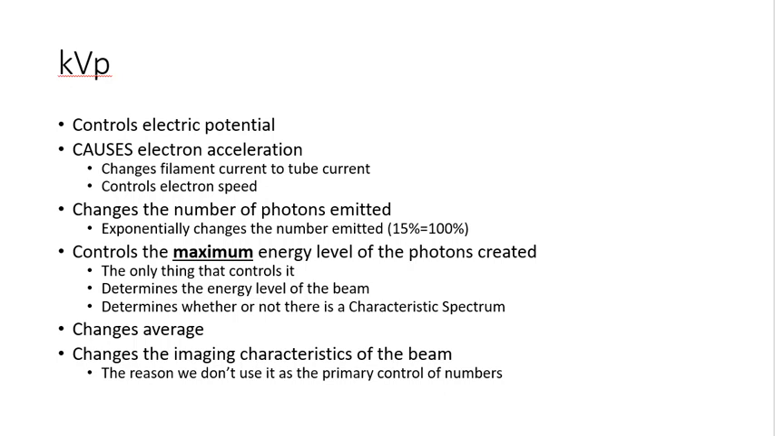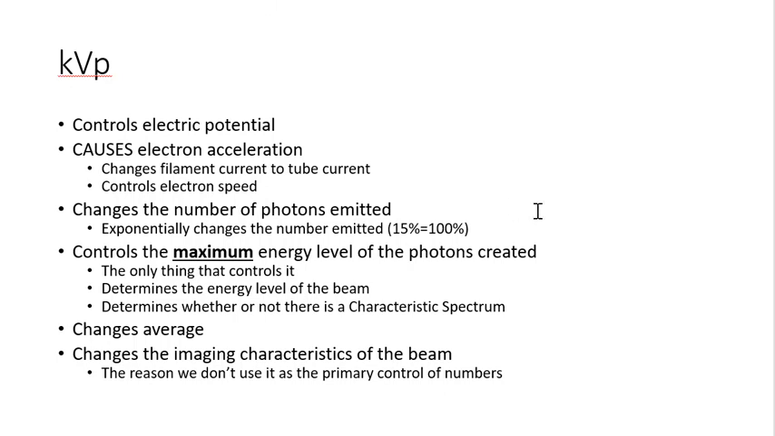So when we change kVp, we get an exponential change in the number of photons that we create. Remember, whenever you increase your kVp by 15%, if you want to maintain the same exposure to the patient, then you have to change your mAs accordingly. So if you increase your kVp by 15% and you do nothing else, then your exposure changes by 100%. If you want to maintain your exposure, you have to reduce your mAs by a factor of 2.